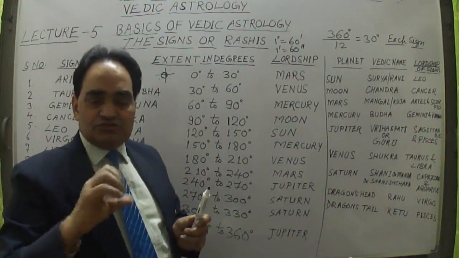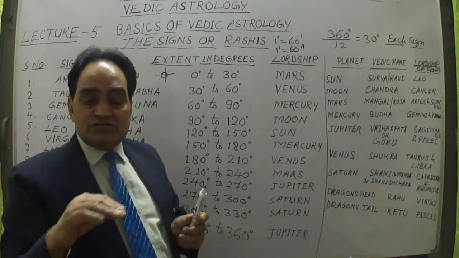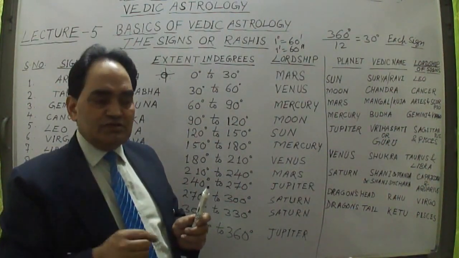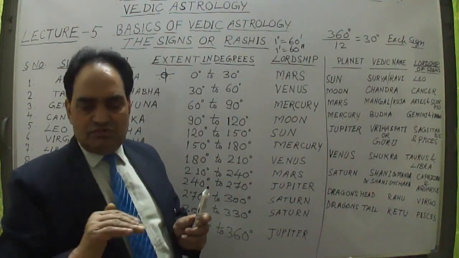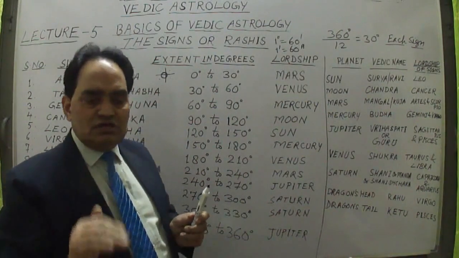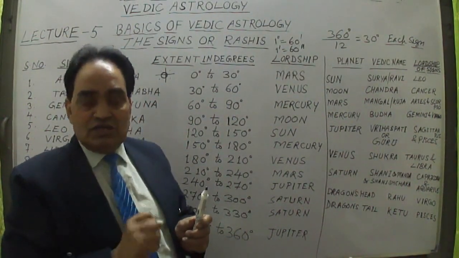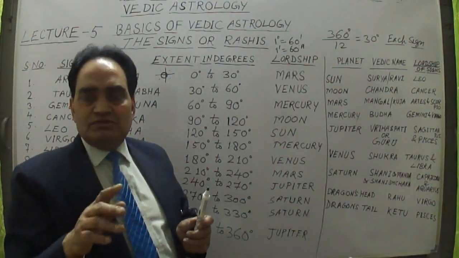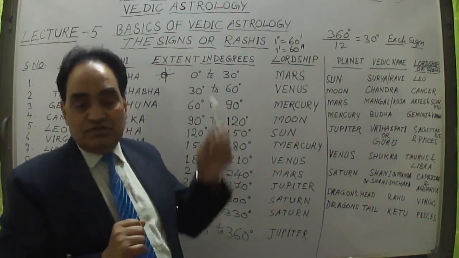In the ephemeris, the longitudes of the planets are given only for 5:30 a.m. in the morning. So we have to calculate the longitudes of the planets for the birth time, or whatever time is given. Suppose it is 10 o'clock, 10 a.m., or it may be 10 p.m.